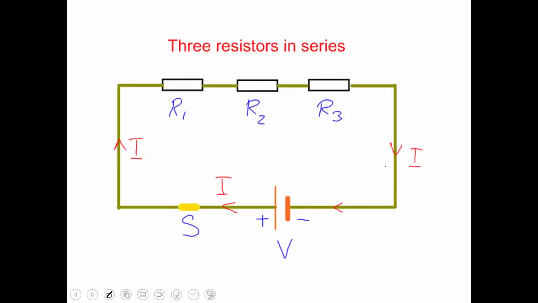So when you switch on the circuit, current passes through the resistors. Now there is only one way for the current. When there is only one way for the flow of current, all the current will flow through each resistor.